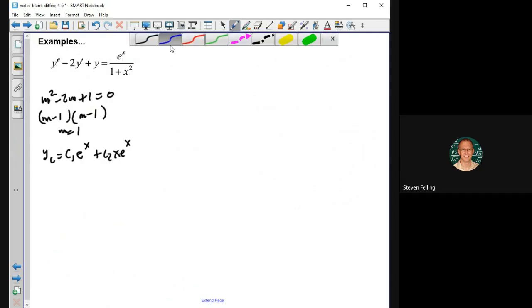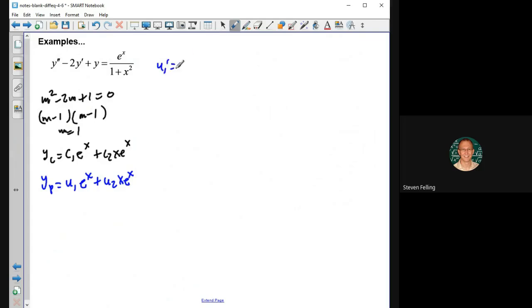And so my particular, or my yp solution, will be replace those constants with functions, and then x e to the x here. And then we'll go solving those things. So we know u1 prime has to equal the Wronskian, which is e to the x, e to the x, and then the derivative here is e to the x. Let me do the derivative of this on the side. So what's the derivative of x e to the x? It's going to be first times derivative of the second plus second times derivative of the first. So this is going to be x e to the x plus e to the x. Okay.